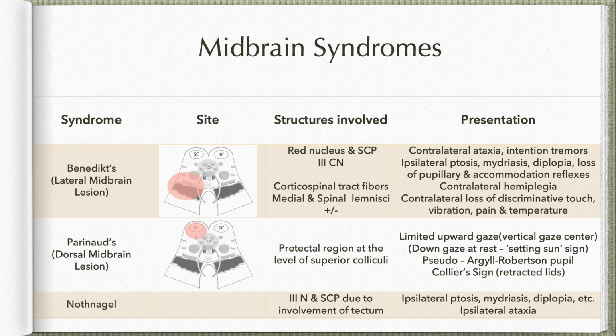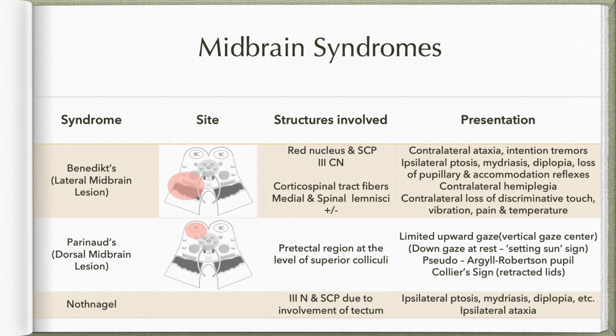Then there is a syndrome called as Nothnagel syndrome. Now this is affecting actually the superior cerebellar peduncles as they are descending from the midbrain on either side of the floor of the fourth ventricle. Well, it could be mainly because of a tumor or space occupying lesion, and this may extend forward to involve even the third cranial nerve.